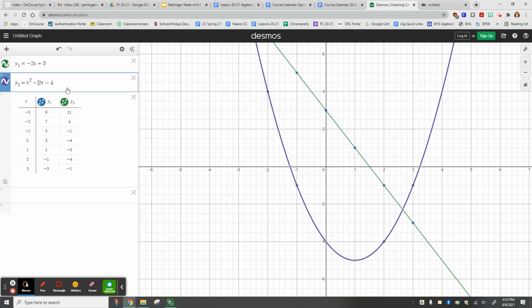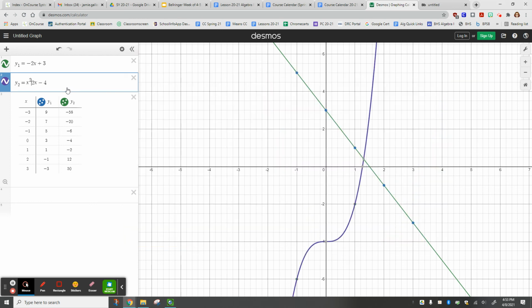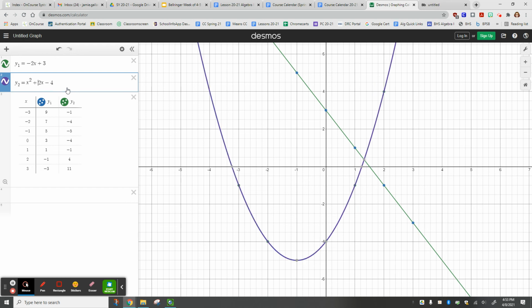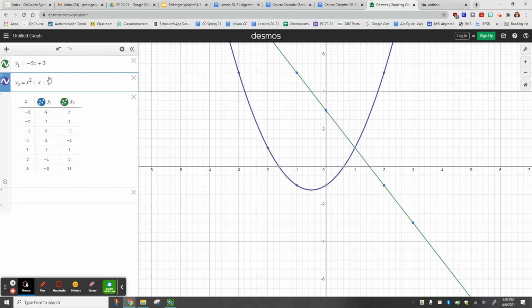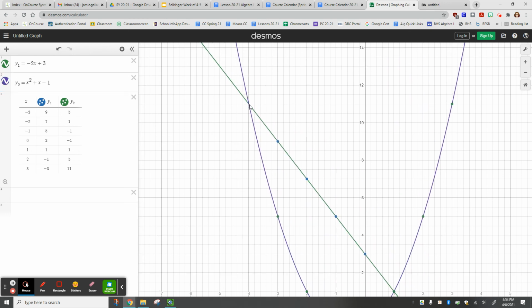So x squared plus x minus 1. We have, oh, that has a 2. That's why. Get rid of that. There we go. We have a point at 1, 1. Scroll up. We have a point at negative 4, 11.